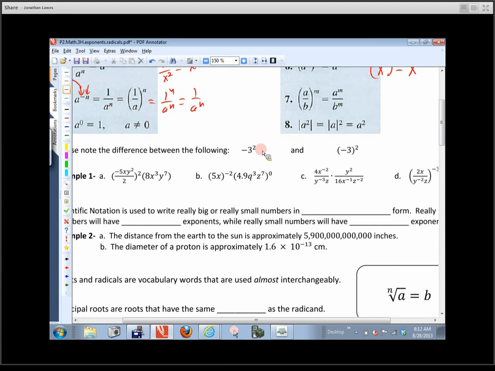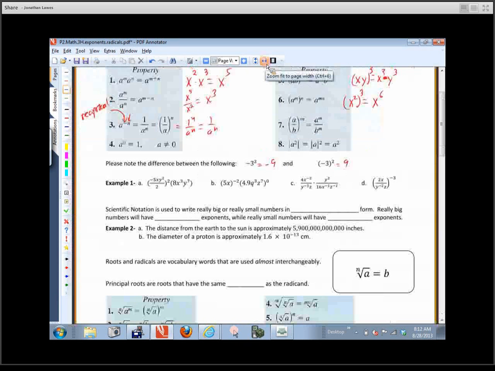An exponent only applies to what it's over. And it's only over the 3 right here. If we wanted the negative to be included, we'd put that in parentheses. Okay? So the answer on this one, a lot of people will get this wrong, is -9. And the answer on this one is +9. And do you see why? Very important distinction there. Okay, any questions?